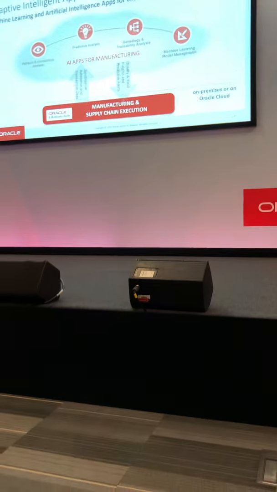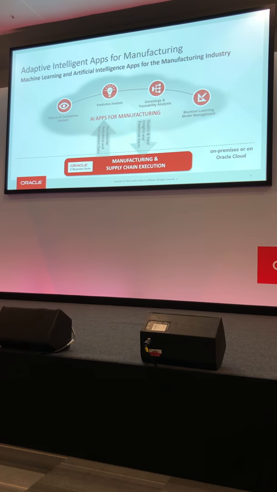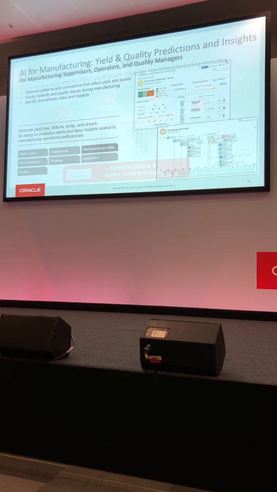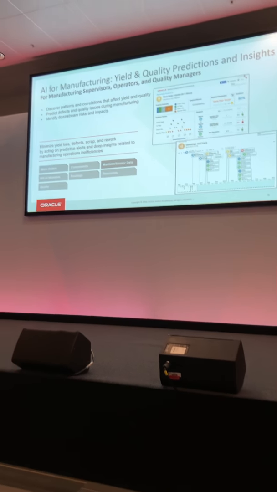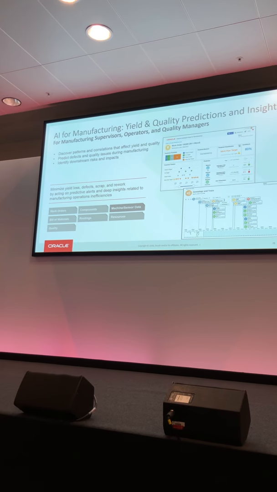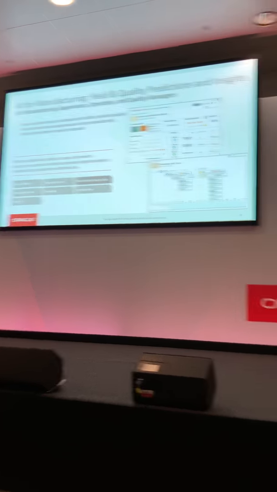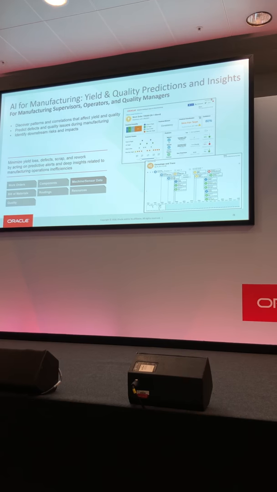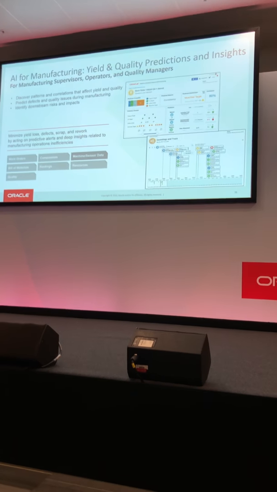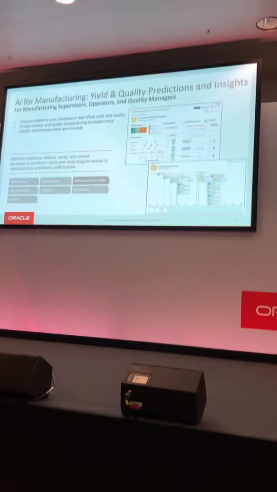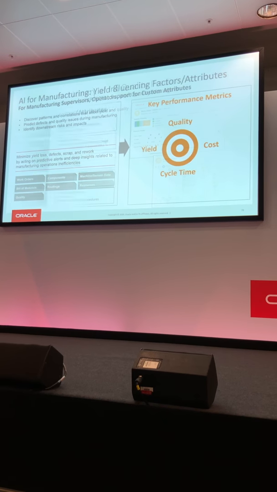Another one is adaptive intelligent apps for manufacturing. The idea here, this is an example of analytics and big data, artificial intelligence concepts. So here the idea is you can discover patterns that span the data you store in eBusiness Suite and maybe machine readings to figure out obscure relationships that could help you identify quality and yield problems that you're having.